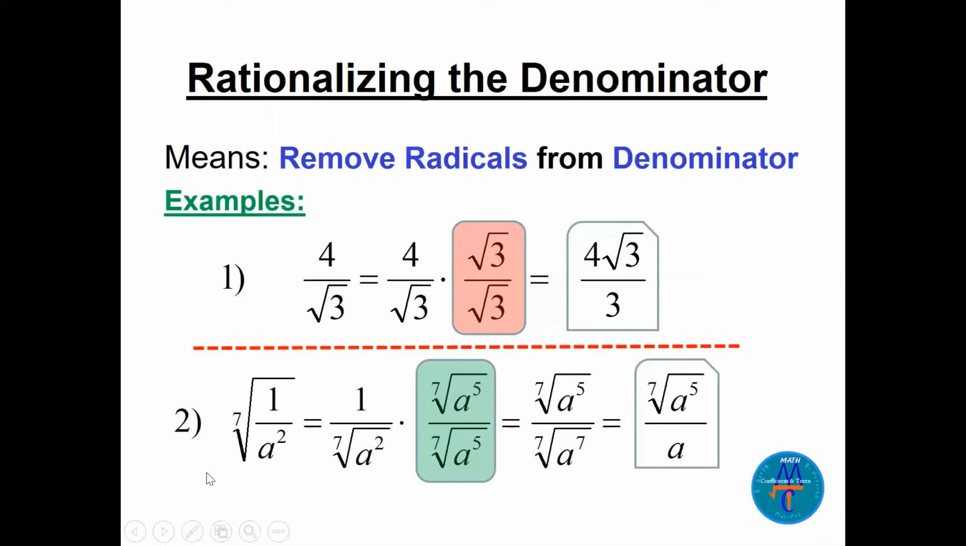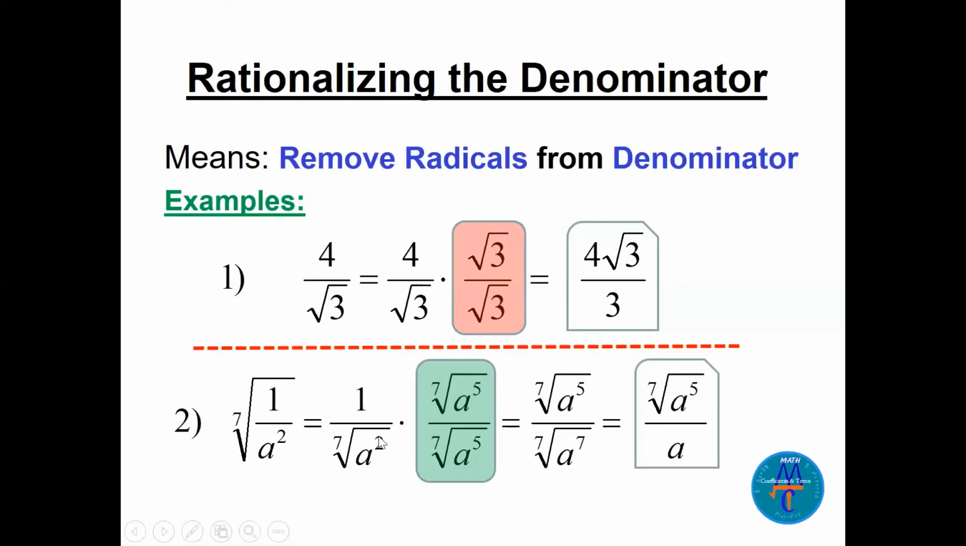This is more difficult, please, but I can explain it very quickly. 7th root, 1 over a squared. So by using the properties here, 1 over 7th root of a squared. Now, the important thing in number 2 is to look at the index. Can you tell me, please, what is the index in number 2? Well, you should say 7. 7 is the index. See, you need 7 of them. You have only 2 of them.